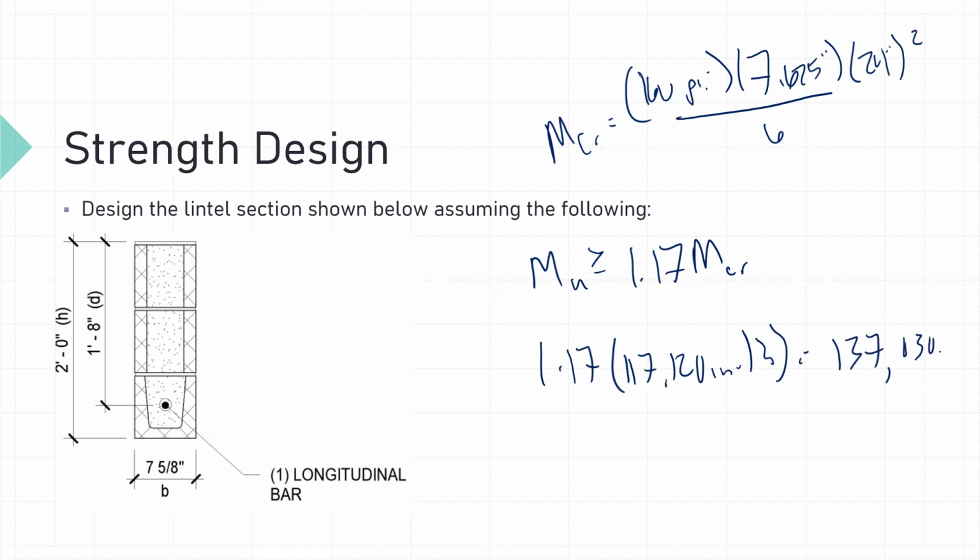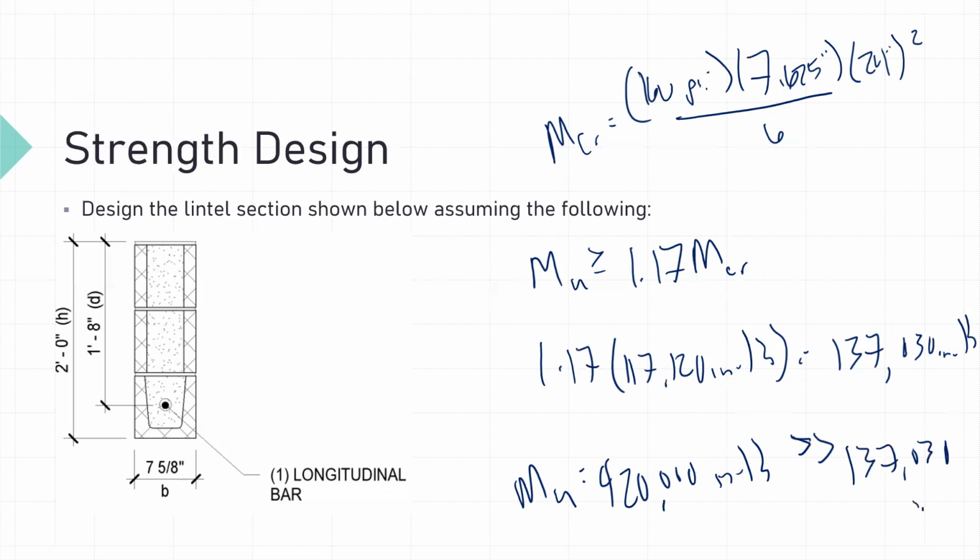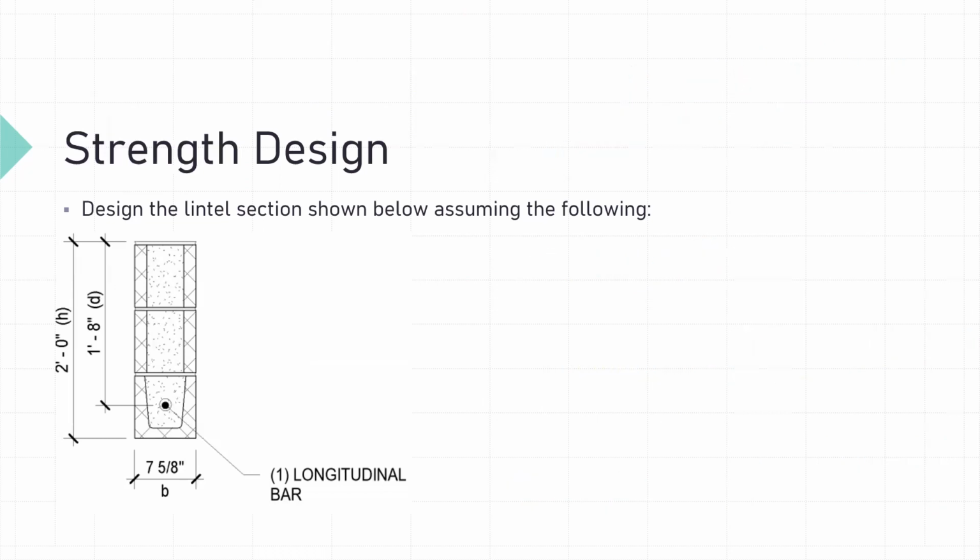137,030 inch pounds. And our design moment we were using for this particular problem was 420,000 inch pounds. And so we are much greater than what the minimum required was, 137,030. And so we know we have satisfied the minimum reinforcing requirements. Next, we will look at the maximum reinforcement requirements.